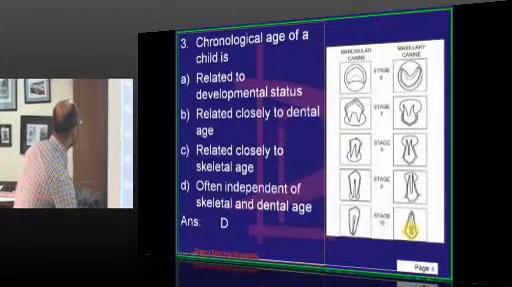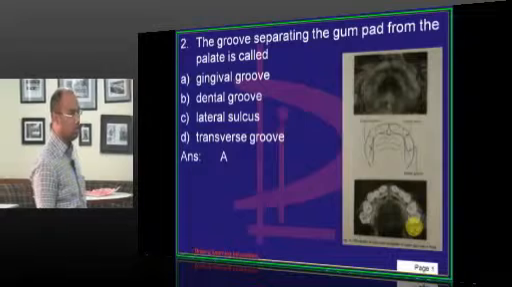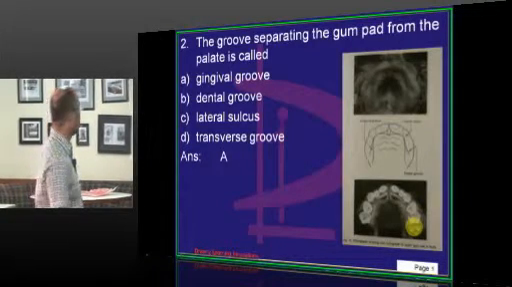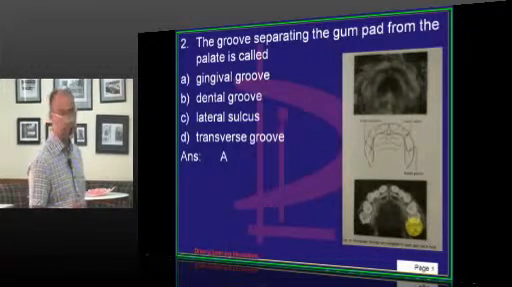So the groove separating the gum pad from the palate in the upper is called the gingival groove.